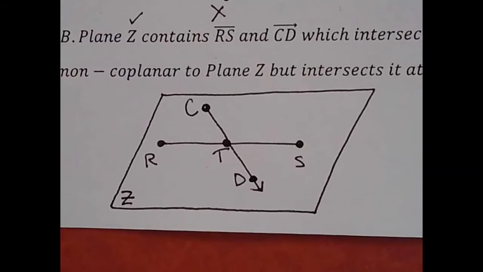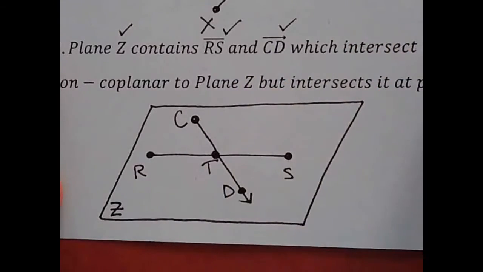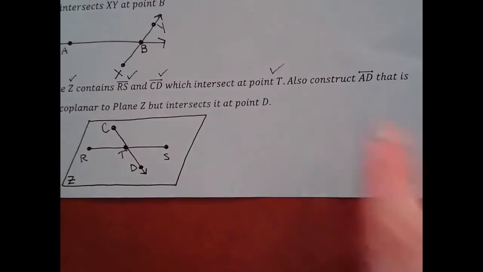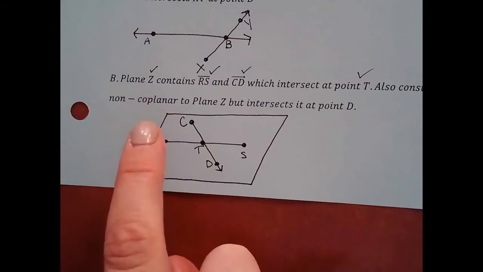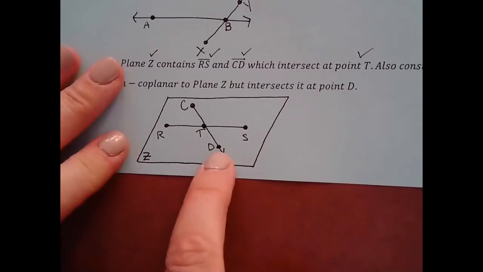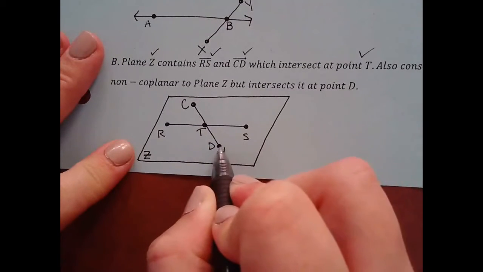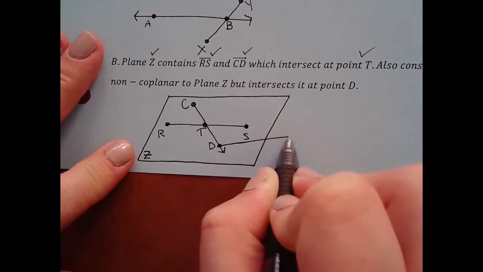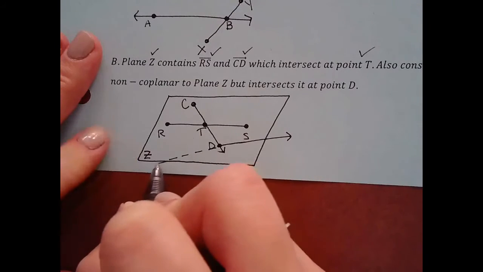Now it says, also construct line AD that is non-coplanar, so it's not on the plane, but intersects the plane at point D. And it's a line, so I got AD. So I've got the line cutting through the plane like this. Again, it does not have to look exactly like mine, but I'm showing that the line cuts through, it enters the plane at D, it's going underneath the plane in this area, and now we can see it out on the other side over here.